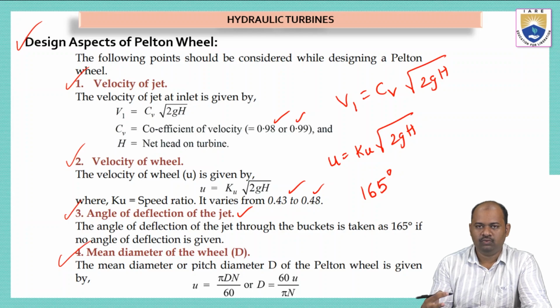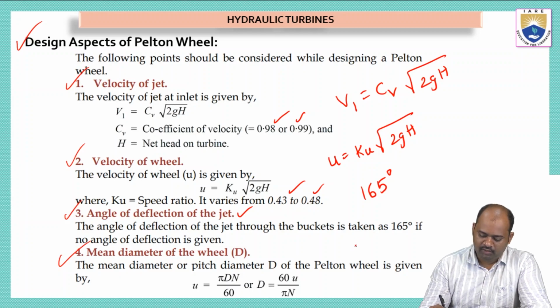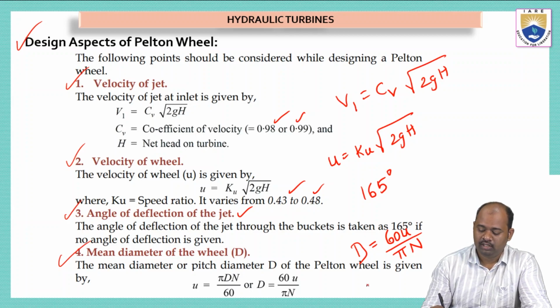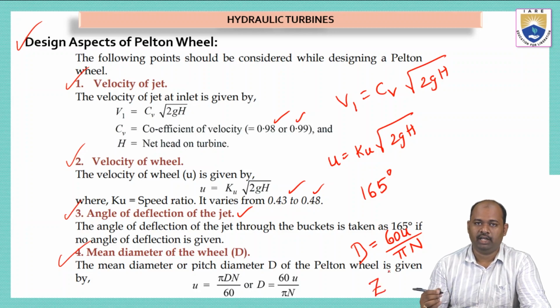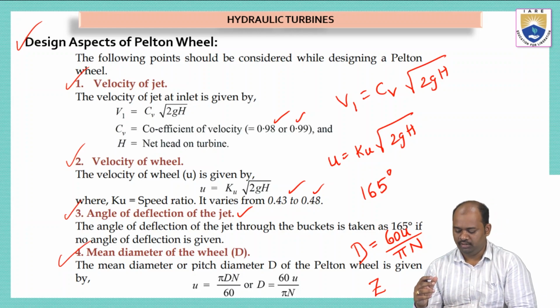When the value is not given in the question or any numerical example, we have to take it by default like 165 degrees. Okay. And then the mean diameter of the wheel. The mean diameter can be calculated by using this formula: capital D is equal to 60 times the velocity of the bucket divided by pi multiplied by N. Here capital N stands for the number of jets, where capital Z stands for the number of buckets. So if you want to calculate the diameter of the wheel, we have to take into consideration the velocity of the turbine and also the number of jets that are hitting the water on the turbine.